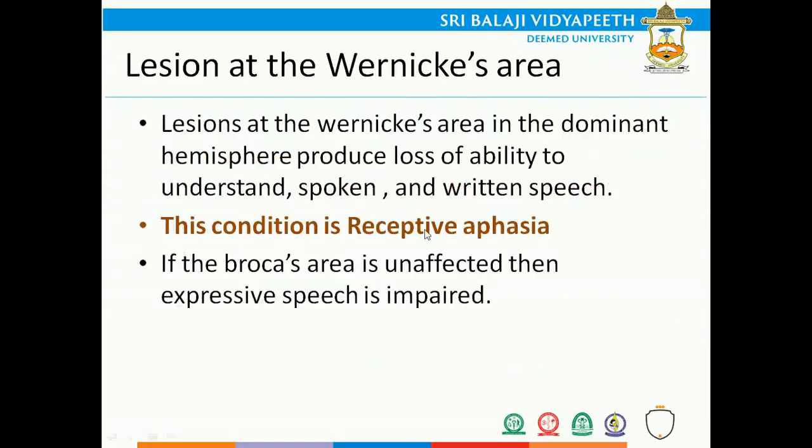So the lesions at the Wernicke's area can produce loss of ability to talk, understand, speak, and written speech. This condition is called receptive aphasia. Aphasia means inability to talk. And if the Broca's area is unaffected, then expressive speech is impaired. Whenever Broca's area is lost, the expressive speech is lost. But whenever Wernicke's area is lost completely, the patient will not be able to understand, speak, or write.